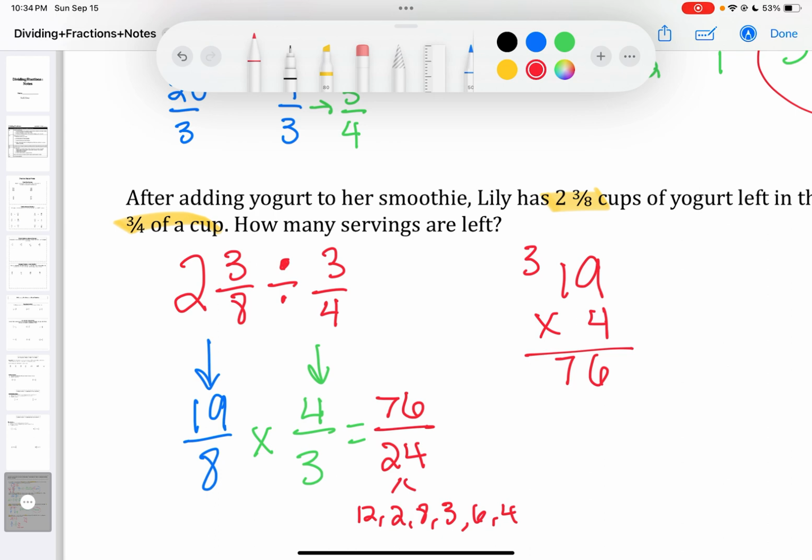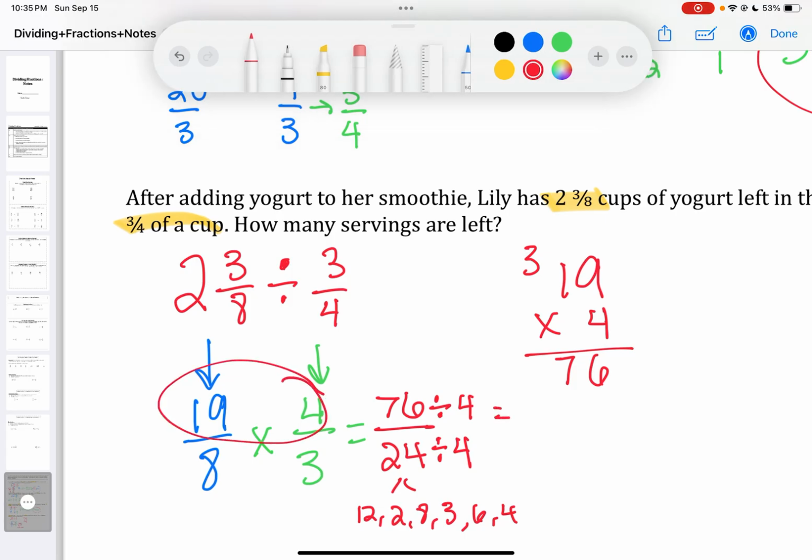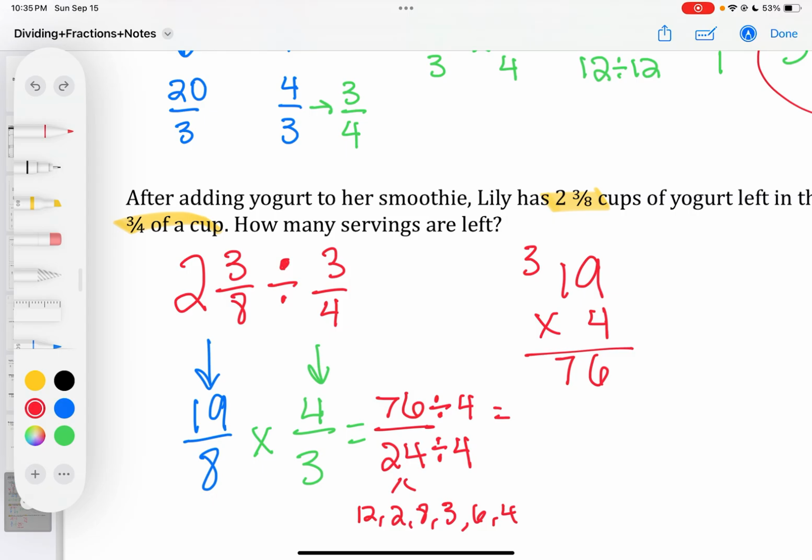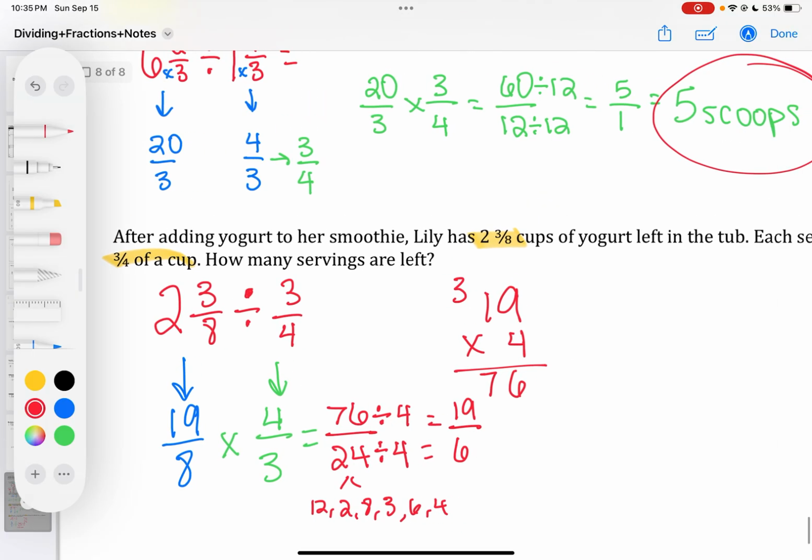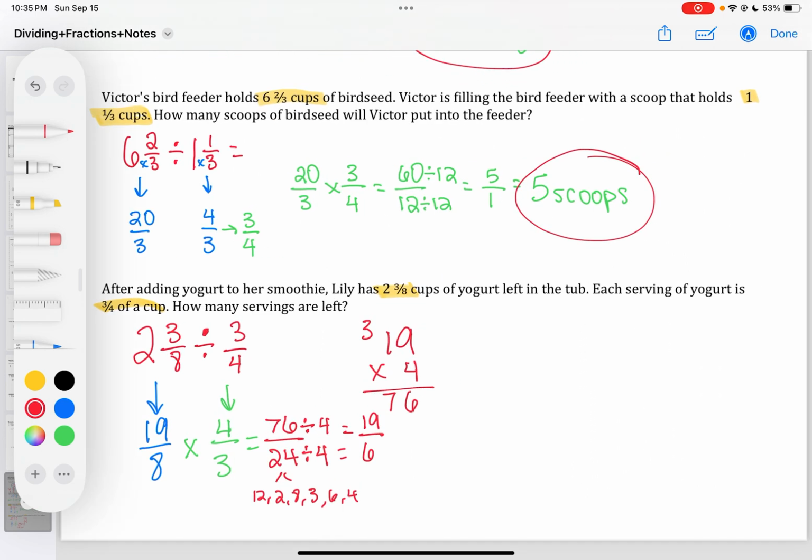76 divided by 4 is 19. So I'm going to divide both of these numbers by 4. As we know from here, 19 times 4 gives us 76. So 76 divided by 4 is 19. And 24 divided by 4 is 6. And this cannot be simplified anymore. But remember from before, we can't necessarily say that there are 19/6 servings of yogurt left. So we are going to turn this into a mixed number.